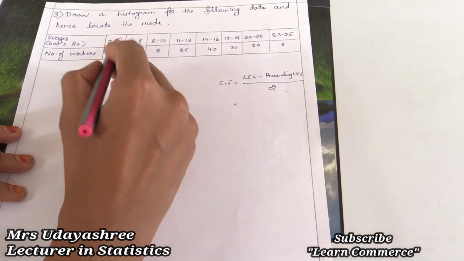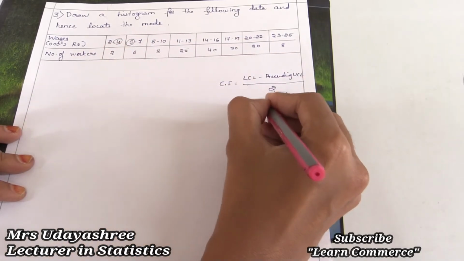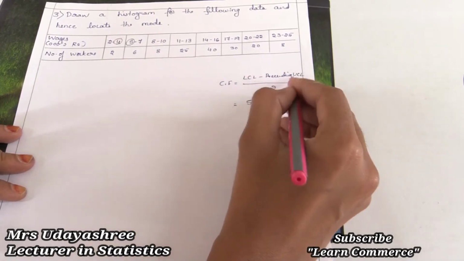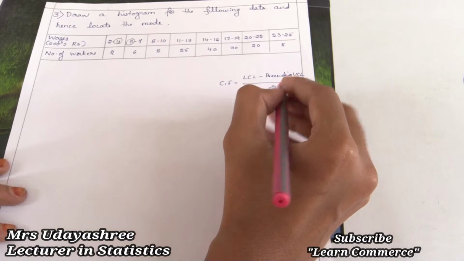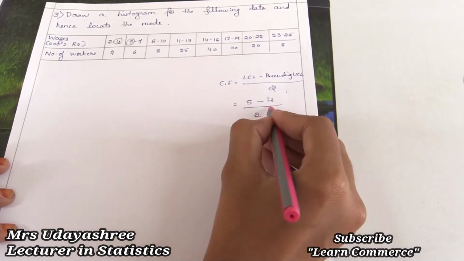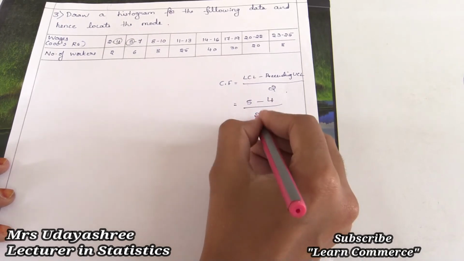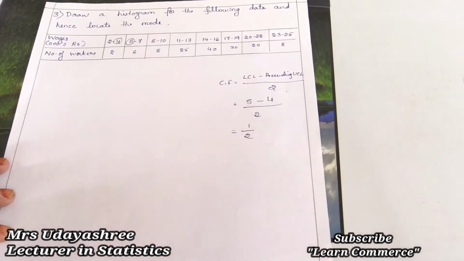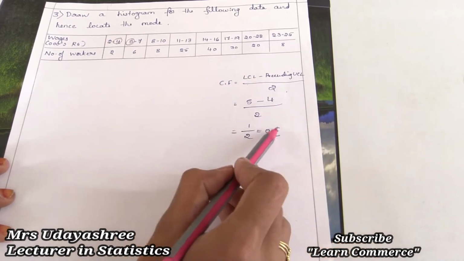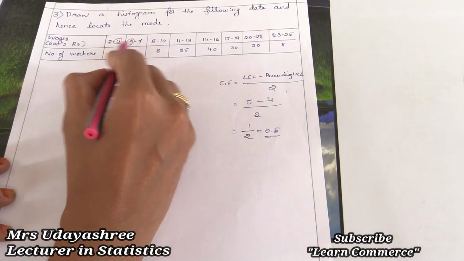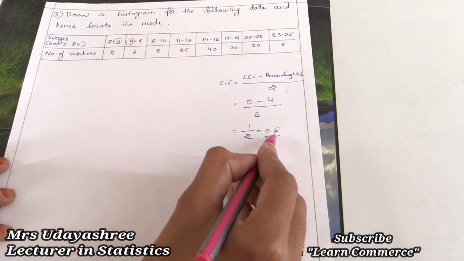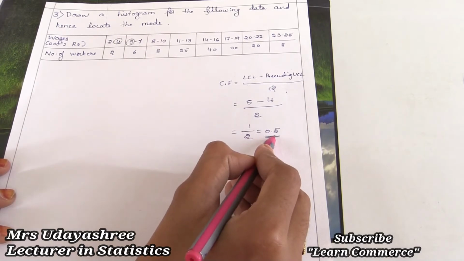So the lower class limit is 5 and the preceding upper class limit is 4. So in the place of the preceding upper class limit, I will substitute 4, divided by 2, and this is equal to 5 minus 4 is 1, divided by 2. So that is 1 by 2, that we can write as 0.5. After that I will add this 0.5 to the upper class limit, and from the lower class limit I will subtract this 0.5. Okay, I hope you are clear about this.